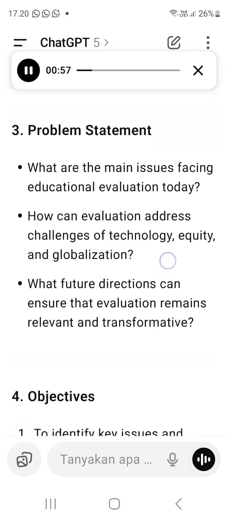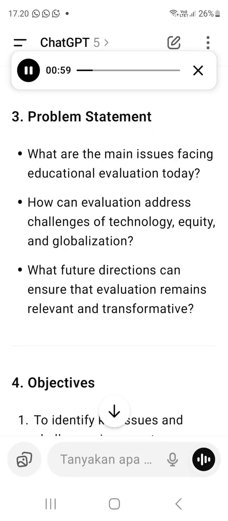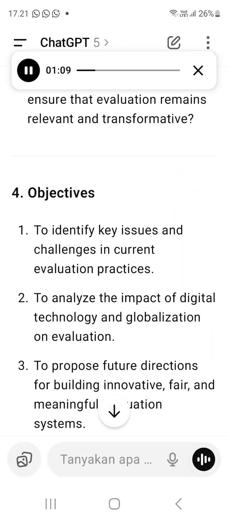3. Problem statement. What are the main issues facing educational evaluation today? How can evaluation address challenges of technology, equity, and globalization? What future directions can ensure that evaluation remains relevant and transformative?